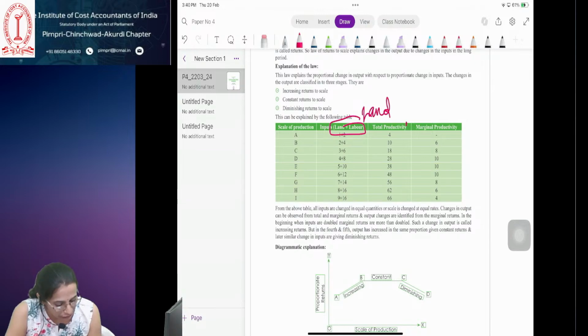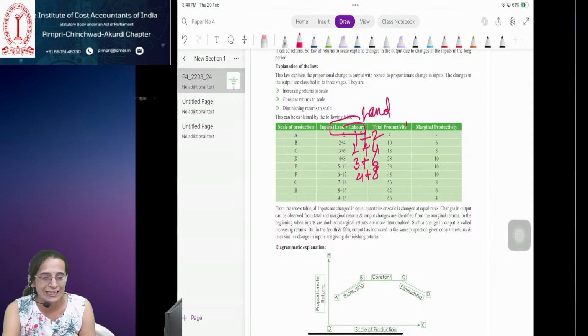So see, both the factors land and labor are changing. First, land 1 unit, labor 2 units. Then they increase the land to 2, labor to 4. Again it became 3, 6. Then again it increased to 4, 8. So both the factors, land and labor, are increasing.